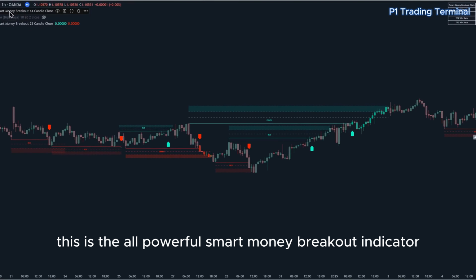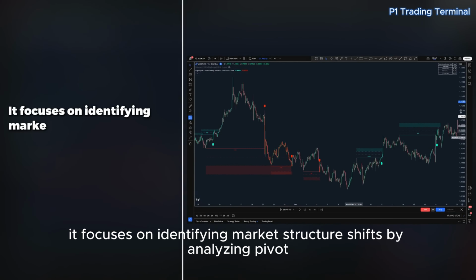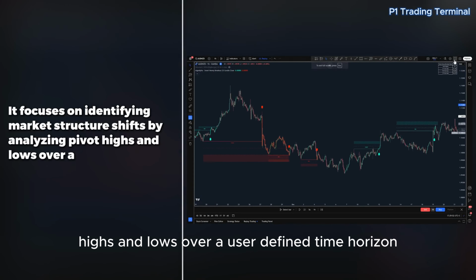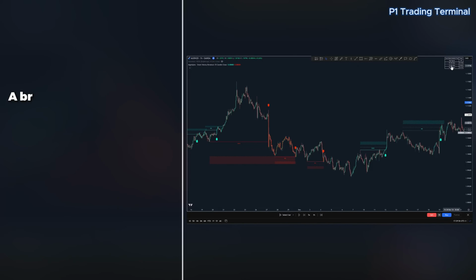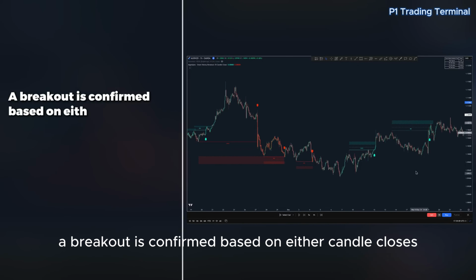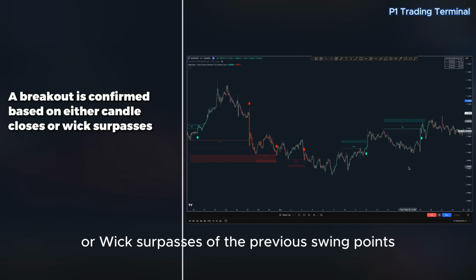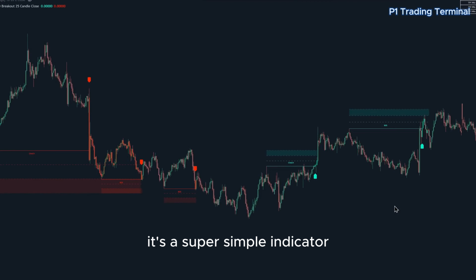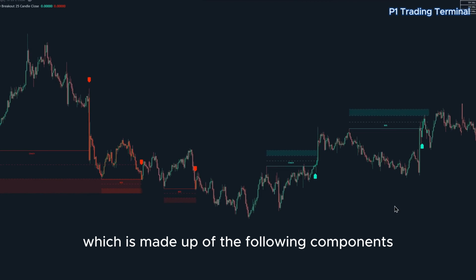Ladies and gentlemen, this is the all-powerful Smart Money Breakout Indicator. It focuses on identifying market structure shifts by analyzing pivot highs and lows over a user-defined time horizon. A breakout is confirmed based on either candle closes or wick surpasses of the previous swing points, which the indicator then labels as BOS or CHoCH. It's a super simple indicator which is made up of the following components.